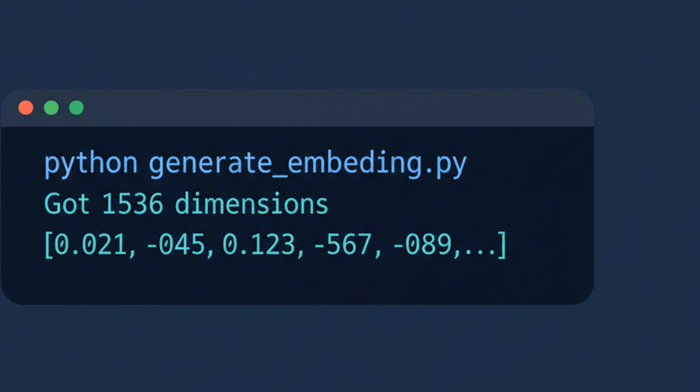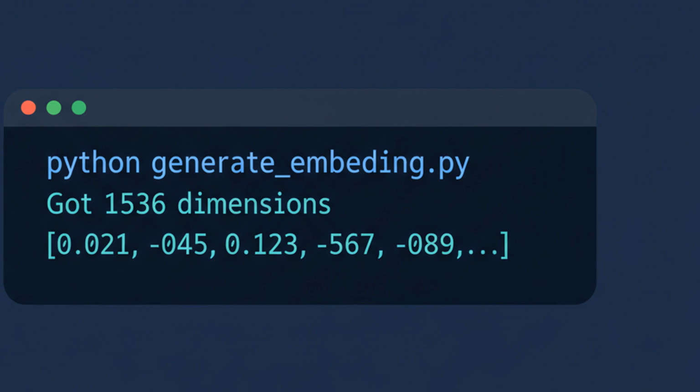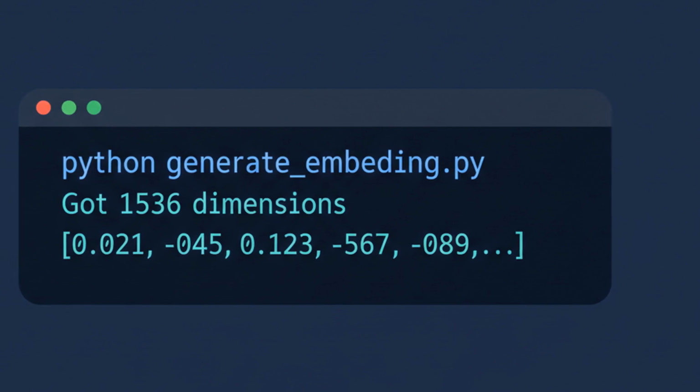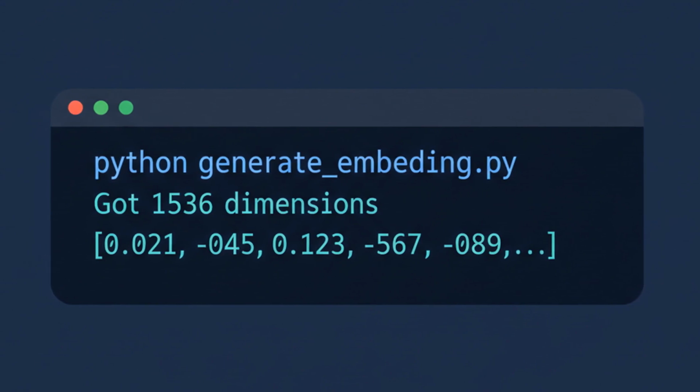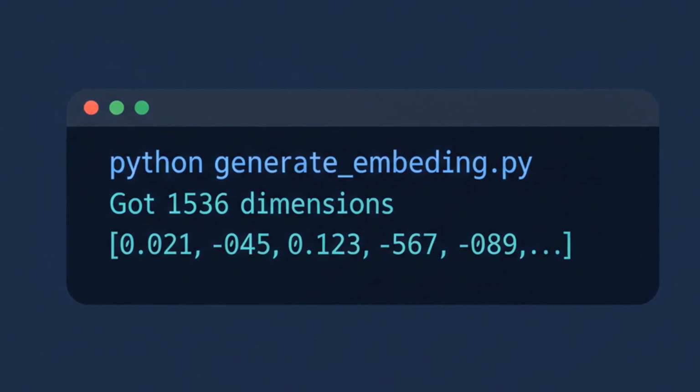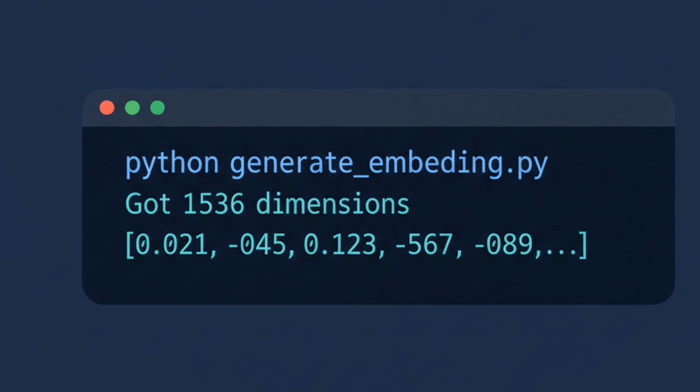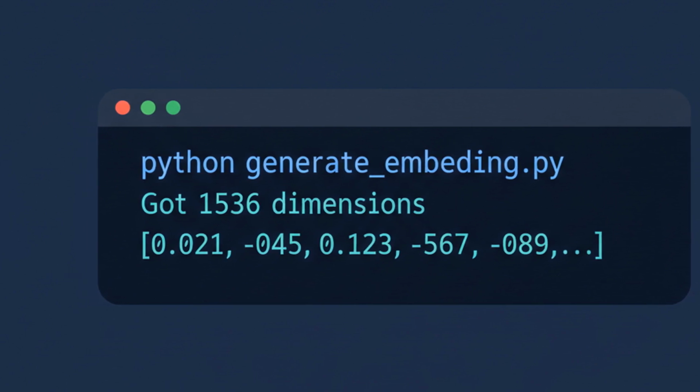Run it, and here's what comes back. A vector with 1536 dimensions. And we're just peeking at the first 5 numbers. This is the raw material of semantic search. By itself, a single vector tells you nothing. Its power only appears when you compare it to other vectors. So let's do exactly that next.